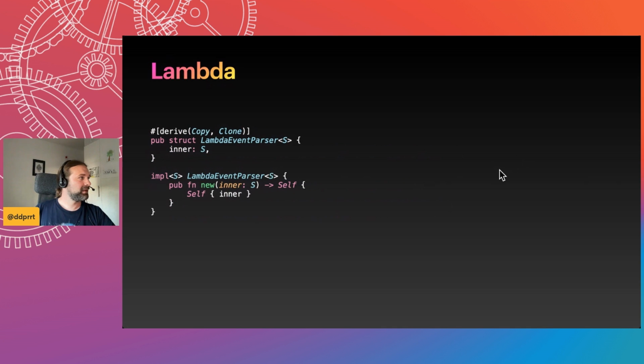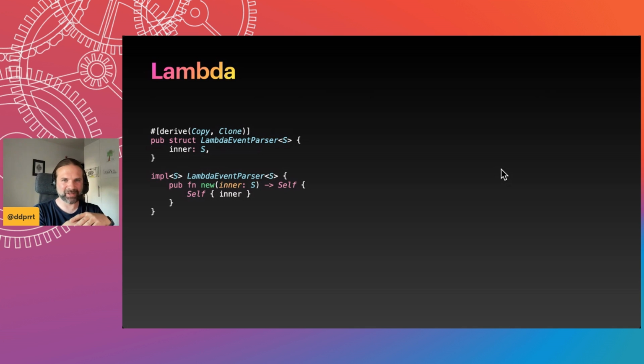For Lambda, I'm writing a Lambda Event parser, which is a service. It takes an inner service via generic. So the constructor, the implementation of my struct, looks like the one from the logger. That's basically, I guess you can create a macro for that.